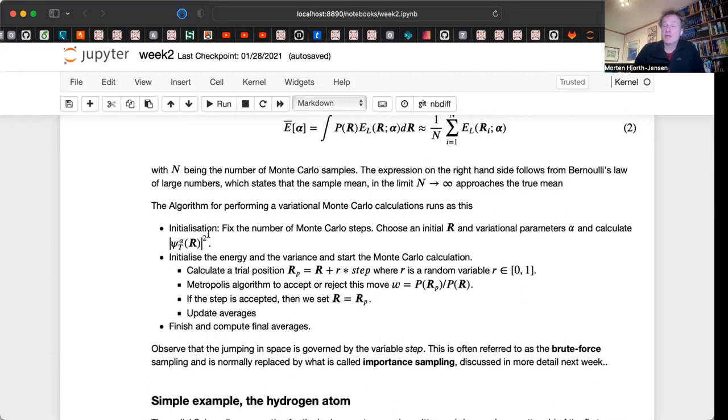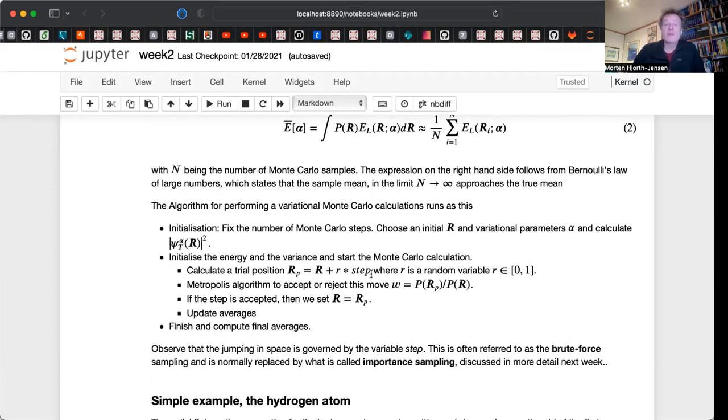So here is a very simple Monte Carlo calculation which implements this. We start with the initializations and fix the number of Monte Carlo steps. We choose an initial position and variational parameters, and calculate the trial wave function at the initial position. Then we initialize the energy and the variance and start the Monte Carlo calculations. We calculate a trial position, where we have a step variable defined by this quantity step here, and this is a quantity which we would tune.